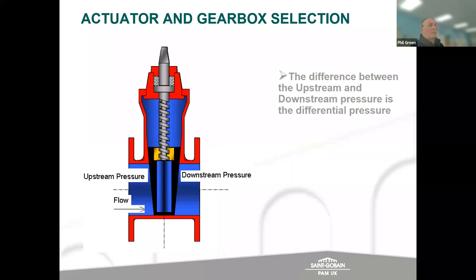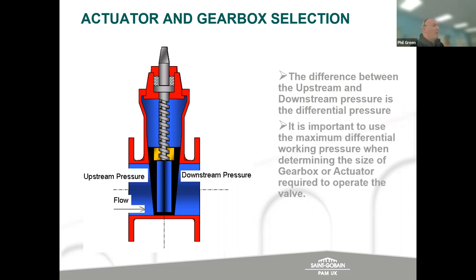It's important to use the maximum differential working pressure when determining the size of a gearbox or actuator that's required to operate the valve, because in certain circumstances the upstream and downstream pressure might be equal. Sometimes it might be going to an open end, so you might have 16 bar in a pipeline. When you close the gate, you've got 16 bar upstream pressure and 0 or 1 downstream pressure. There's quite a significant difference in pressures, which will affect the opening torque, because the effect on that gate is to try and push it downstream as you're opening it, which makes it more difficult to open. So you need to understand what those ratios are so you can get the right actuator and gearing on that valve for opening.